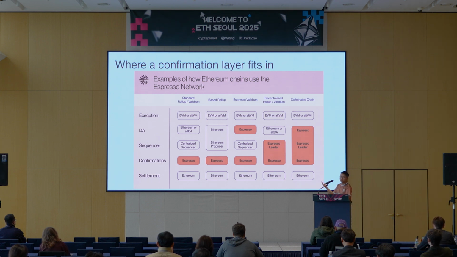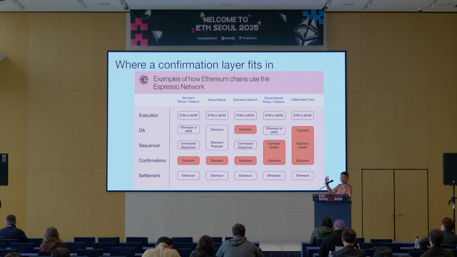Here are some different ways that Ethereum chains or rollups can potentially use Espresso. It's extremely flexible. We view it as a service that any rollup can plug in modularly, right? All of these different types of rollups will still settle on Ethereum, but they can use Espresso for these fast confirmations. They can use any DA they want. They can use any execution environment they want, right? Even if they want to do a non-EVM, like an app-specific VM or a Solana VM or a Move VM, that's totally fine too.